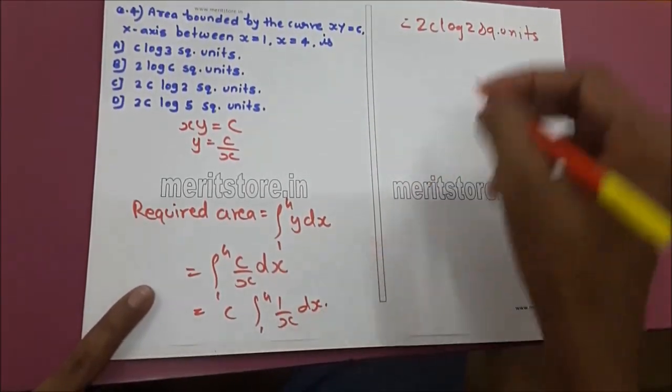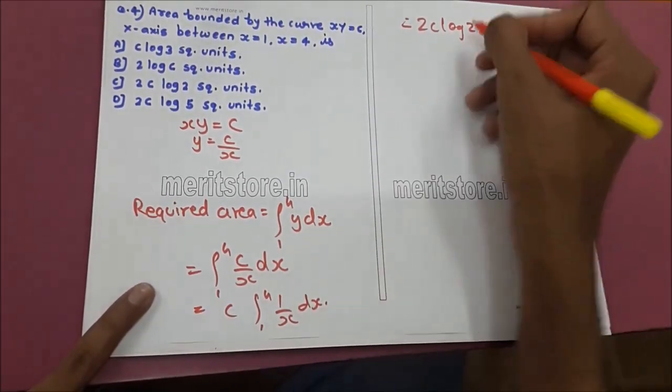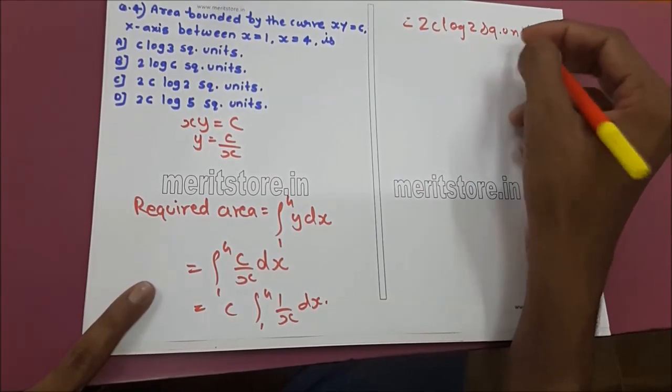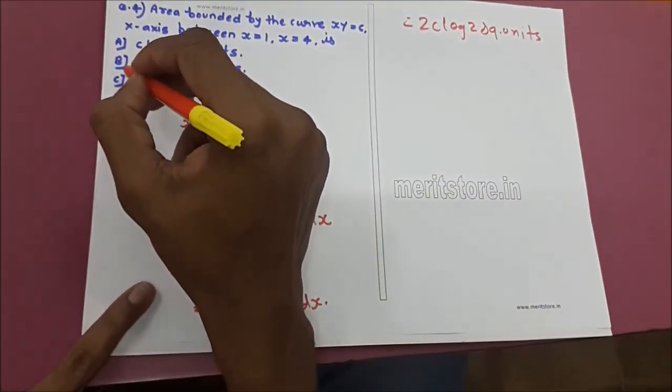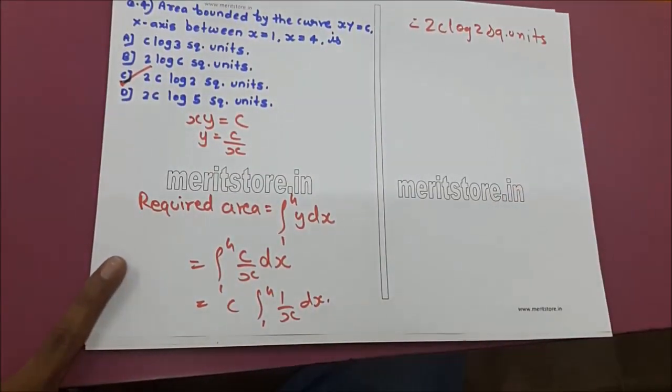Integrating 1 by x gives log x. So substituting the limits 1 and 4 in x, we get 2c log 2 square units, which is option C. Option C is the correct answer.